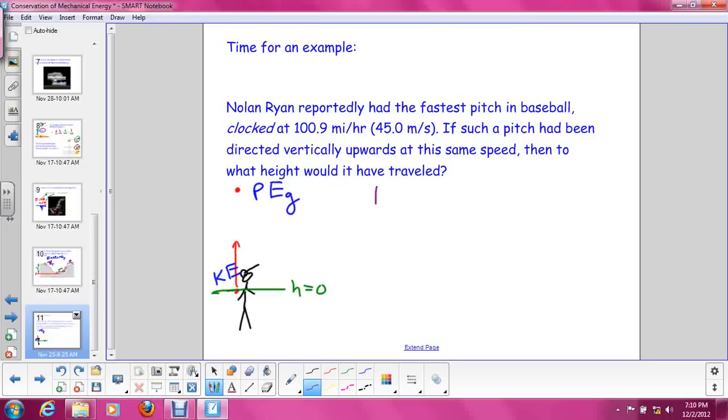is energy, total energy in a system, as long as we're ignoring air resistance, is kinetic energy plus potential energy. So we can go ahead and put our equations in here now. Kinetic energy is 1/2 mv squared. Potential energy, it's gravitational here, so it's mgh.